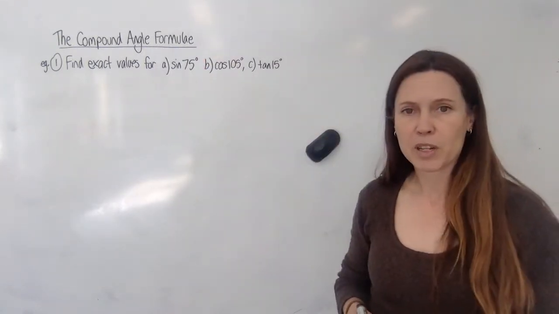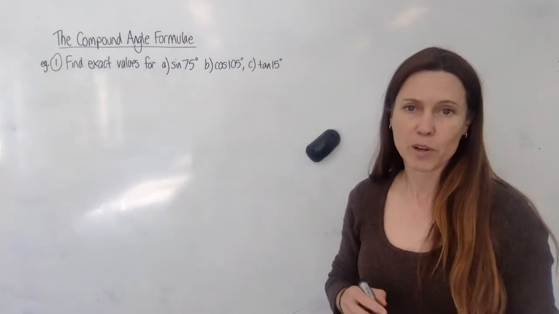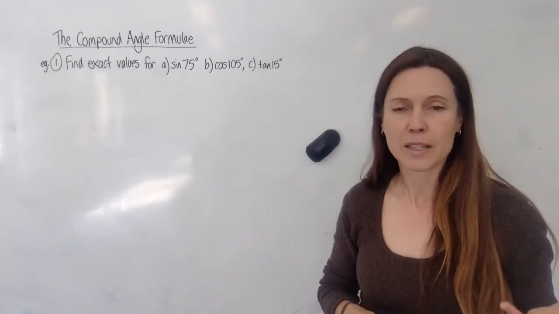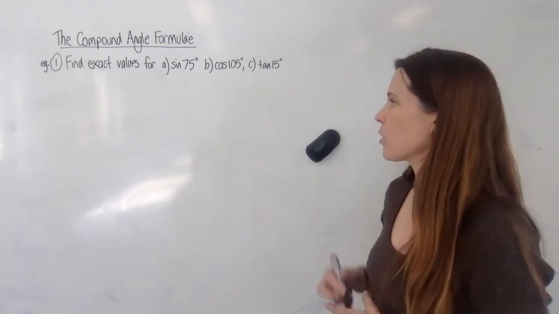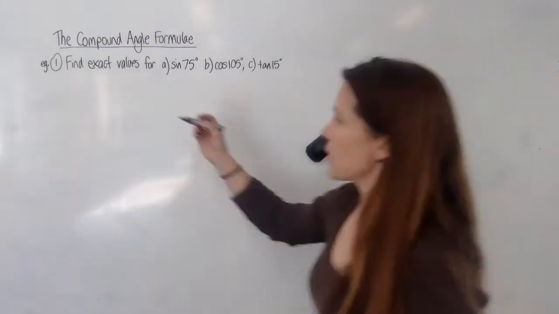Another purpose is that we can just rearrange trigonometric expressions so that they look different. And sometimes we just need to do that because it'll help us solve some certain problem. So we'll look at those as well. So firstly, finding exact values for these.